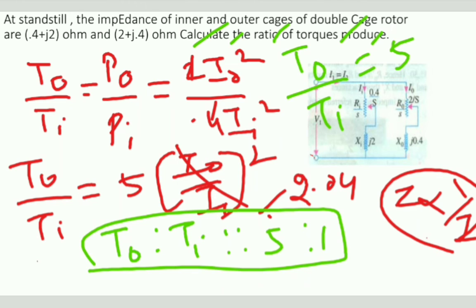What we understand from this numerical is that the outer cage produces high torque as compared to the inner. The double cage rotor is designed in such a way that at the time of starting the current goes to the outer cage and produces more torque, and then under running condition the current flows in the inner cage and gives the normal torque. So this is the purpose of the double cage induction machine.